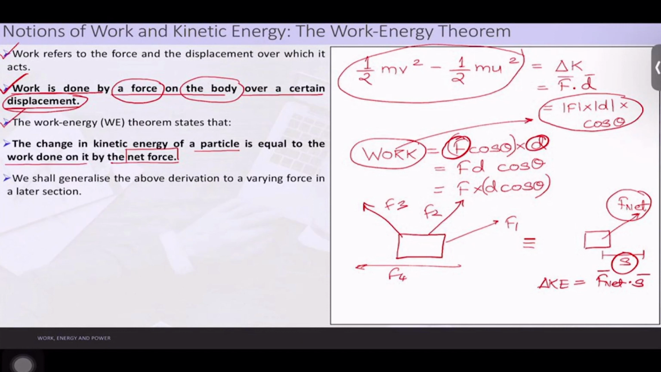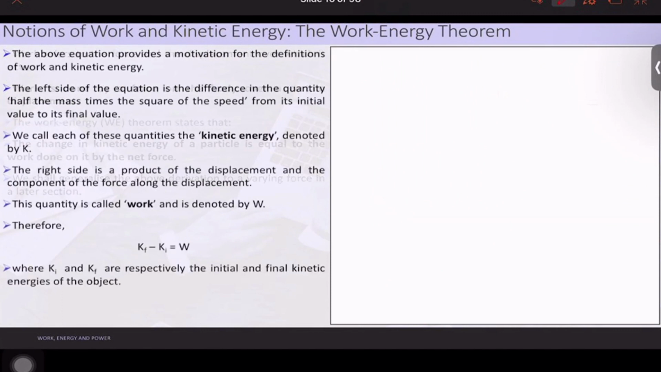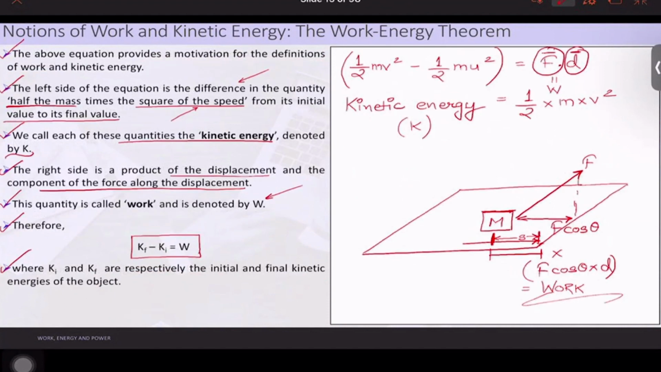Okay. So iterating the work energy theorem again. The work energy theorem simply states that the change in kinetic energy of a particle is equal to the work done on it by the net force. So mathematically, half mv square minus half mu square is nothing but equal to m into a dot s, or more generally F dot s. So the left side is basically the kinetic energy difference and the right side is basically the work.